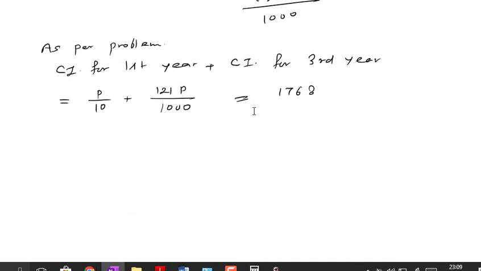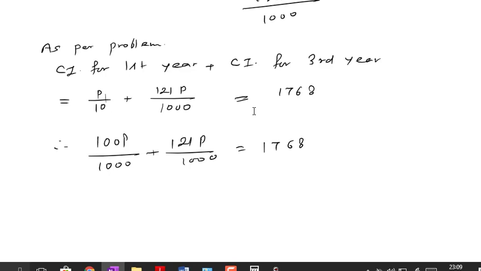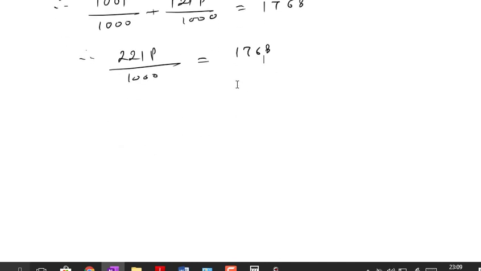So now I multiply this with 100, so I will get 100p upon 1000 plus 121p upon 1000 is equal to 1768. Adding the numerators, it becomes 221p upon 1000 is equal to 1768. So therefore p is equal to 1768 multiplied by 1000 upon 221.